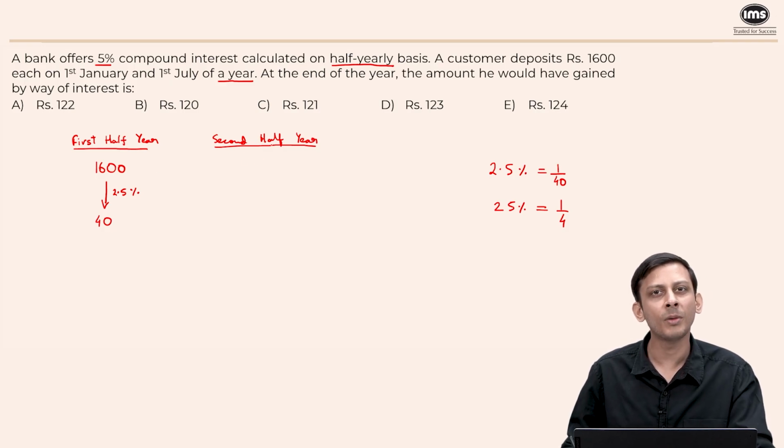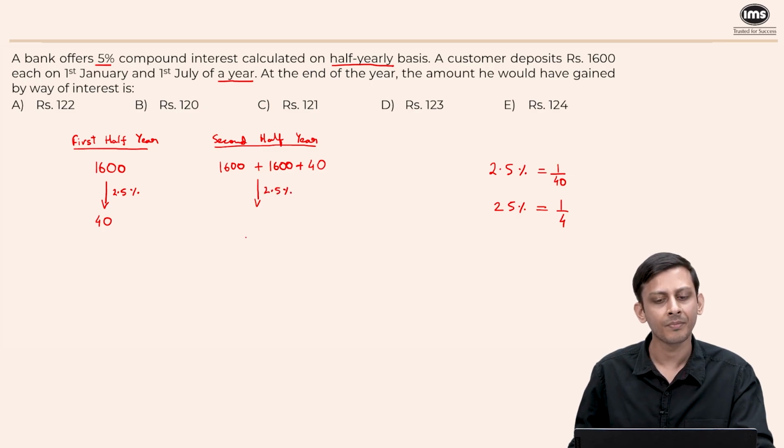Now in the second half year, how much money will we have? 1600 we had already deposited at the beginning of the year, in January. Now in July, we are depositing another 1600. And finally, the 40 rupees interest that we had got in the first half of the year, that is also a part of the total amount that we have now. So we will get interest on that as well through compound interest. And now 2.5% of all of these will give us the interest in the second half of the year. So 2.5% of 1600 is 40. 2.5% of 1600 again, 40 again. And 2.5% of 40, 1/40th of 40 is 1.